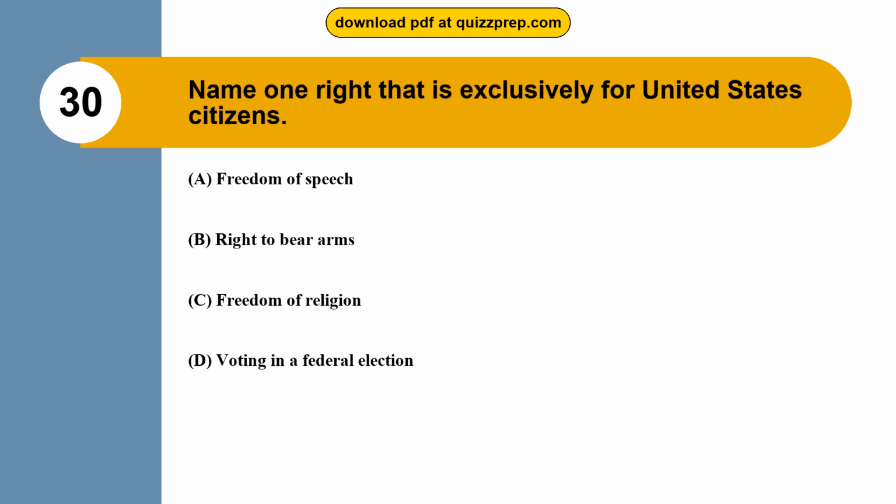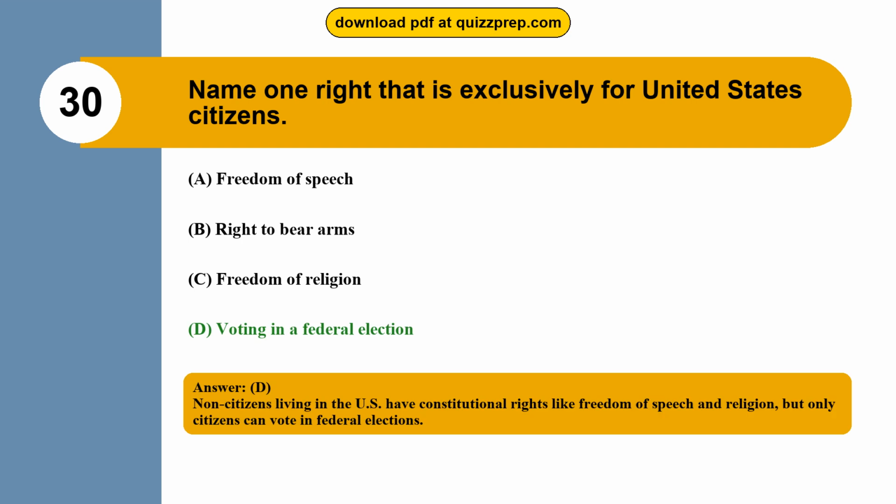Question 30. Name one right that is exclusively for United States citizens. Option A. Freedom of speech. Option B. Right to bear arms. Option C. Freedom of religion. Option D. Voting in a federal election. The correct answer is option D. Voting in a federal election. Non-citizens living in the U.S. have constitutional rights like freedom of speech and religion, but only citizens can vote in federal elections.